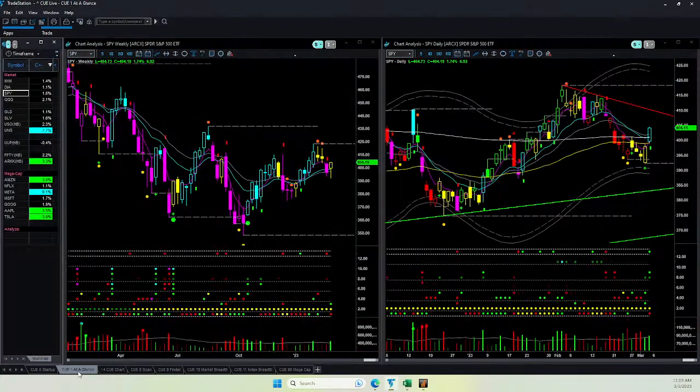Now let's look at the market ETFs. Starting with SPY, weekly candle color is neutral, that's fine, it had a significant drop. Candle shape is bullish, and even more importantly we have a bullish reversal in weekly.